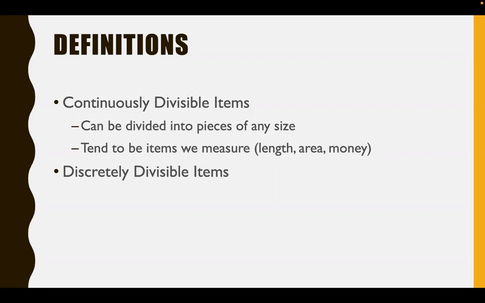Now, discretely divisible items are not as easily broken up, right? So if we think about the house that I am currently sitting in, if I chop that in half, we have a problem. Or let's say the chair that I'm sitting in. If two other people also want this chair and we decide to cut it into 3 pieces, I no longer have somewhere to sit, right?